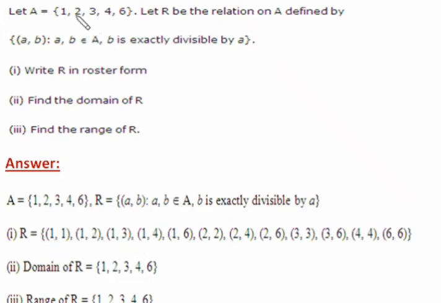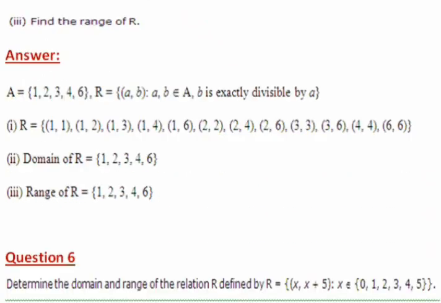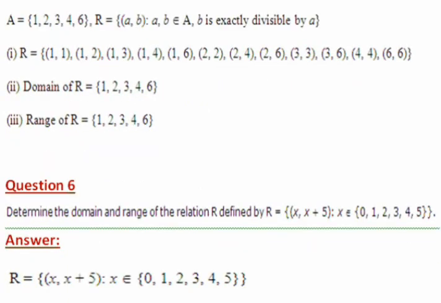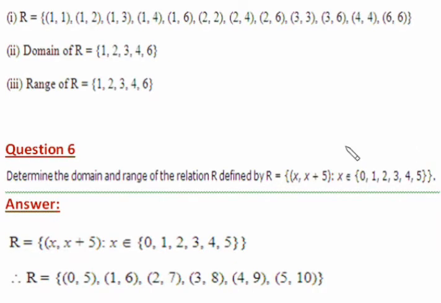Now come to 2. 1 is not divisible by 2, that's why we never consider (2, 1). 3 is not, 2 and 2 is divisible: (2, 2), (2, 4), (2, 6). Come to 3: 1 is not divisible by 3, 2 is not divisible by 3, (3, 3) and (3, 6), (4, 4) and (6, 6). What is its domain and what is its range? Its domain is {1, 2, 3, 4, 6} and its range is also {1, 2, 3, 4, 6}, because all these numbers come both as x and as y.